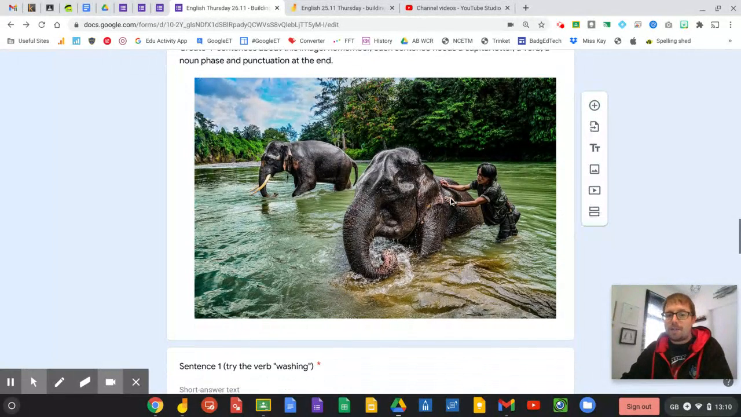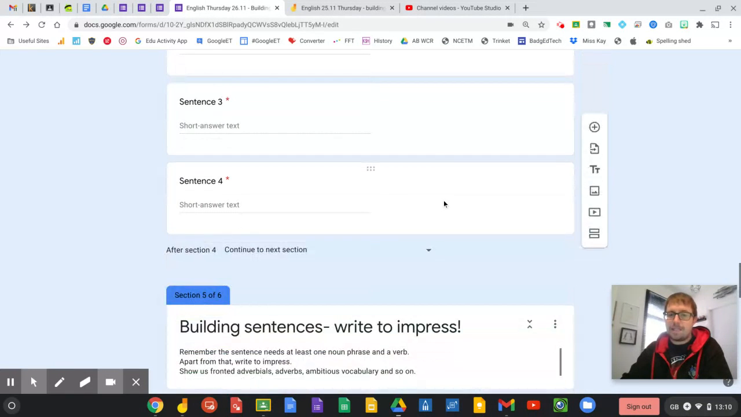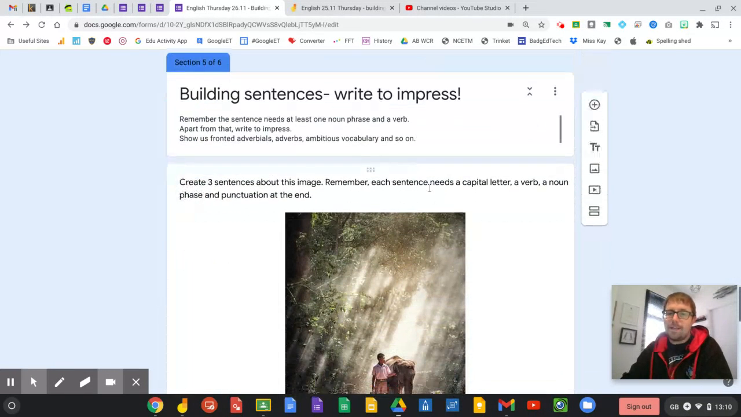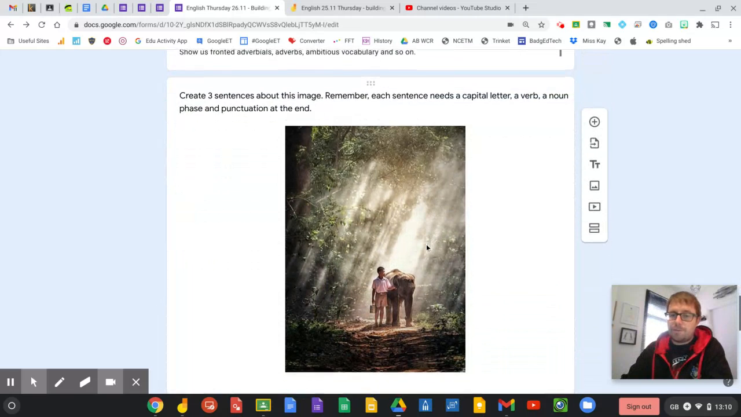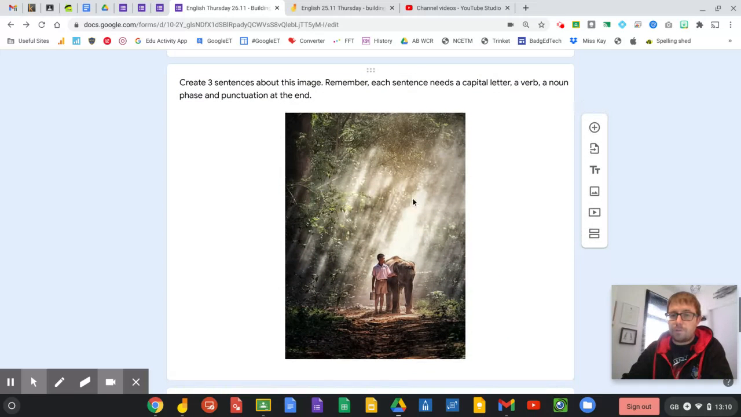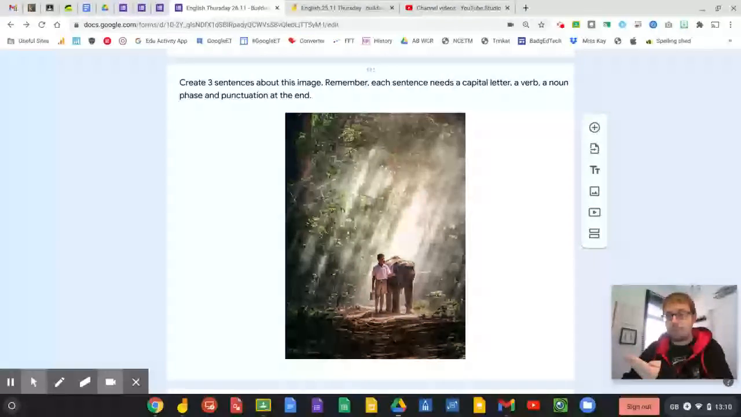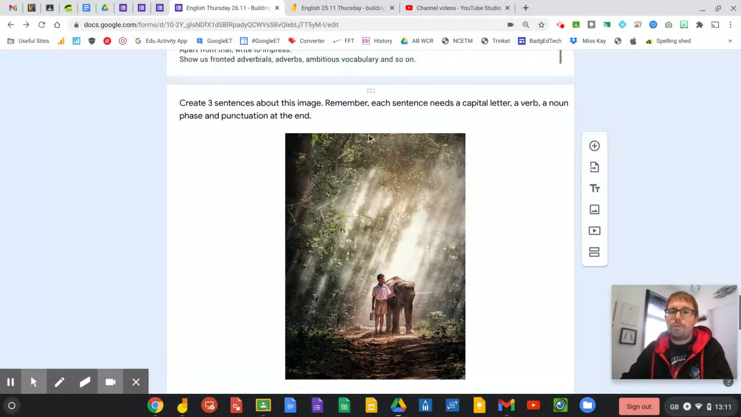The final part of this task is a challenge task. Now, this is called writing to impress. So here we've got an image of an elephant going for a walk through the woods or through the jungle and the sunlight beaming down. Now, for these, I don't mind how many noun phrases you use. I'd like every sentence you write to have a noun phrase, to have a capital letter, to have a verb, and to have a full stop, to make sure it's a sentence. But we're looking for you to really impress.